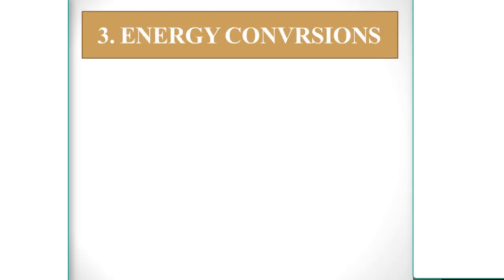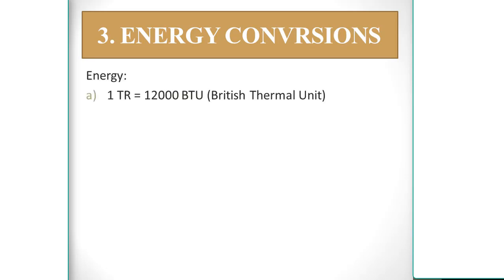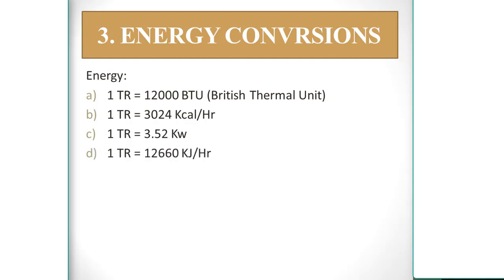Now let us come to the energy conversions. In the energy conversions, A. 1 TR is equal to 12,000 British thermal unit, that is BTU. B. 1 TR is equal to 3024 kilocalorie per hour. These are the energy conversion units. C. 1 TR is equal to 3.52 kilowatt. D. 1 TR is equal to 12,660 kilojoule per hour.